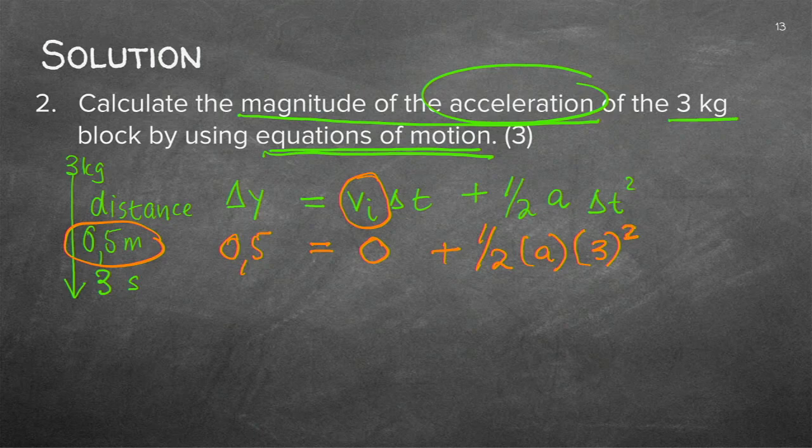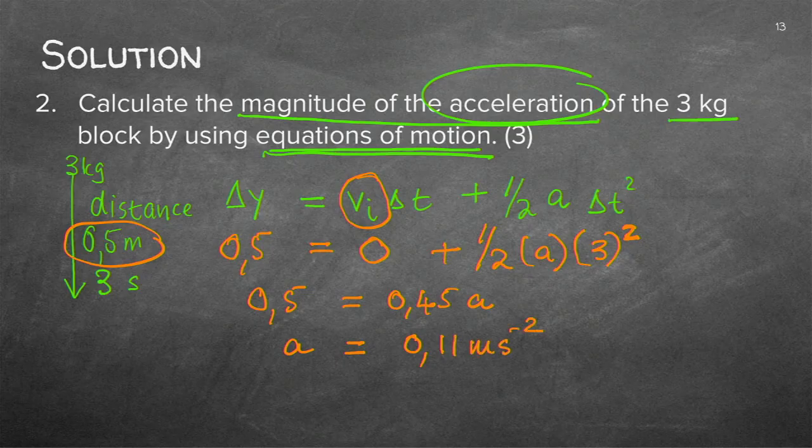Guys, remember the square there. Do not forget the square. So if you do that calculation, you will find this is equal to 0.45 a, and a is then equal to 0.11 meter per second squared.